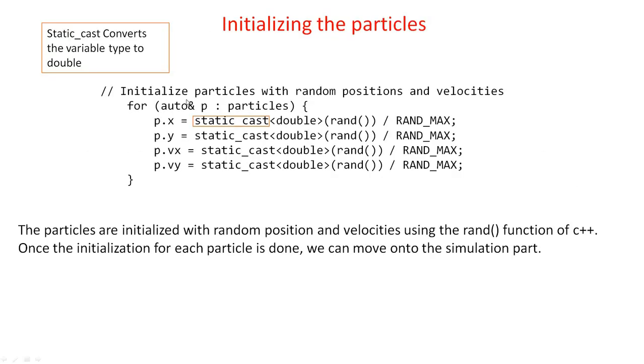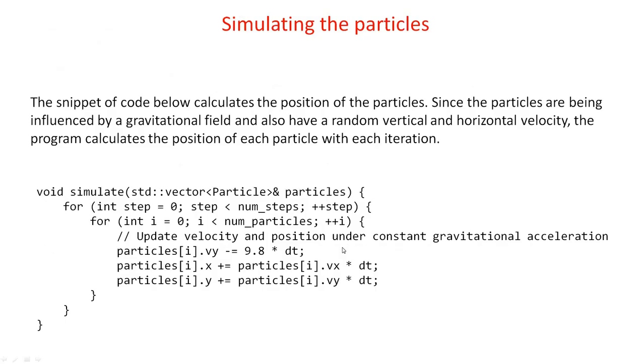Next is initializing the particles. For particle initialization, as you can see, p dot x, that's the position of the particle, we are just using a random function to generate some random value that will be stored as the particle x position, and the same is being done for the y position. Similarly, we can also save the x and y velocities of the particles, and then we can move on to the actual simulation part.